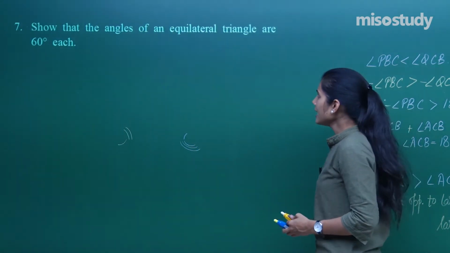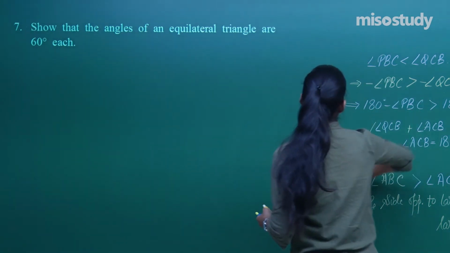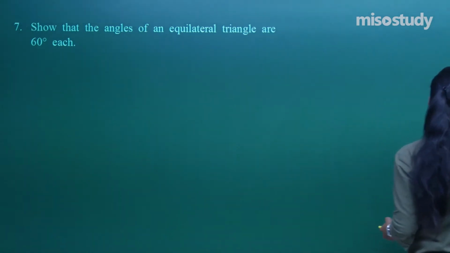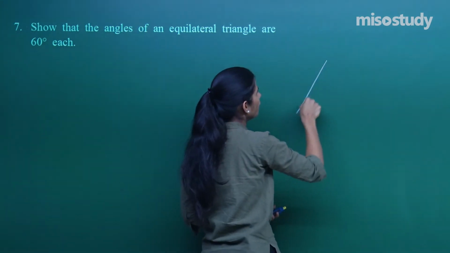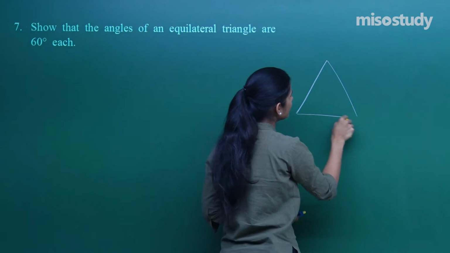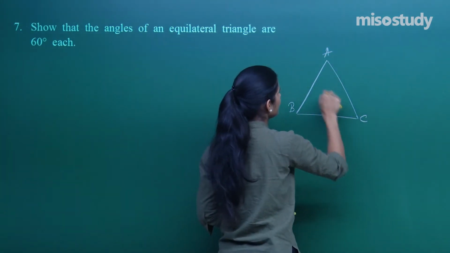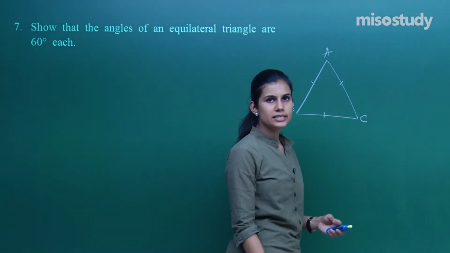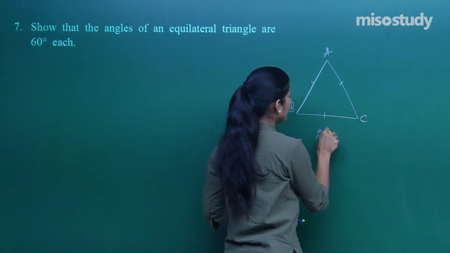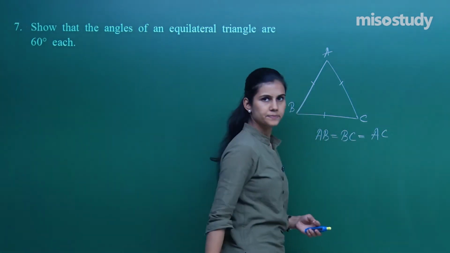Next, I have to show that the angles of an equilateral triangle are 60 degrees each. Now, this is really a cakewalk. How to show this? You already know that the triangle given to you is an equilateral triangle. That means whatever is AB, same is BC, same is AC. These three sides have the same length. AB is equal to BC is equal to AC.